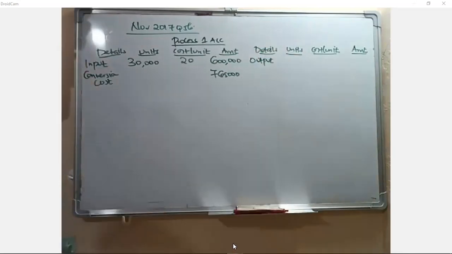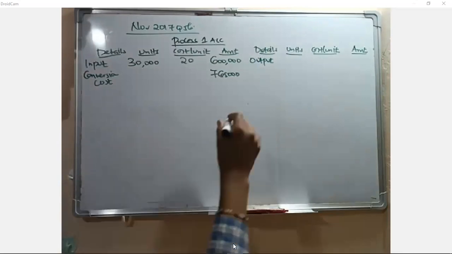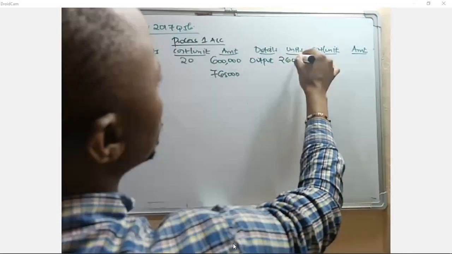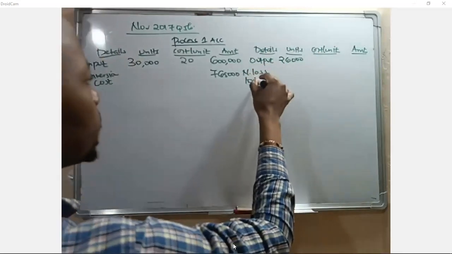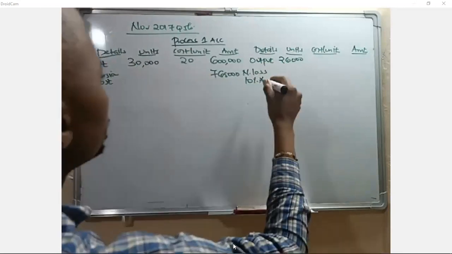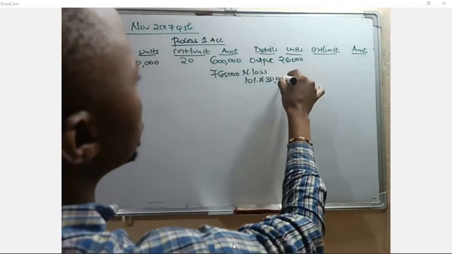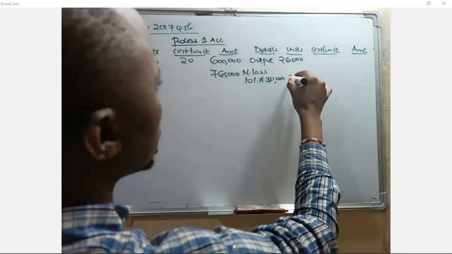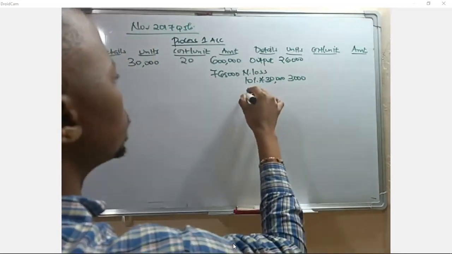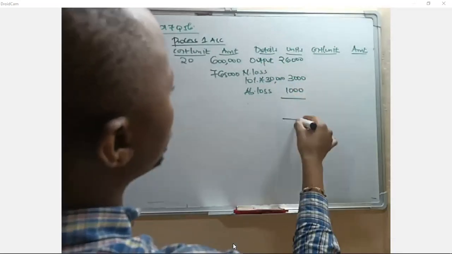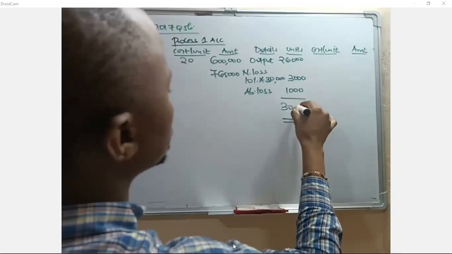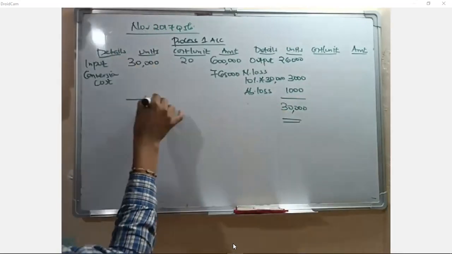Now, the output in process one is given in additional information one, where we have been told the output in process one is transferred to process two and will amount to 26,000. What is my normal loss? We said you have to factor in the proportion given, 10%. You multiply by the input, which is 30,000, and this translates to 3,000 here. The balance is abnormal loss, which is 1,000. And our units have already balanced to 30,000.